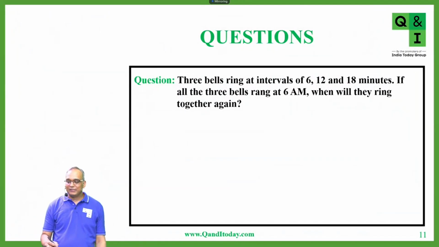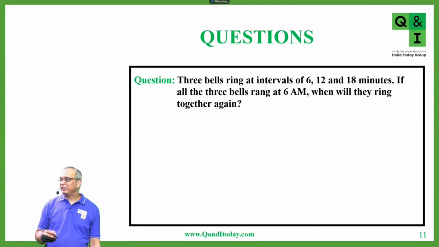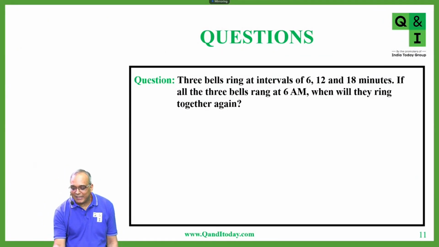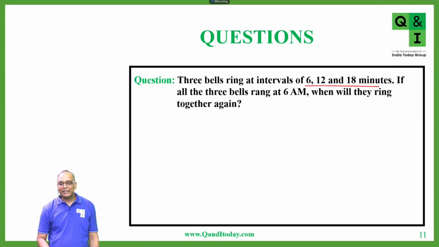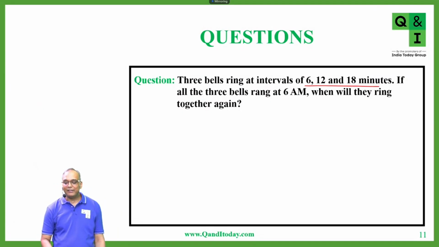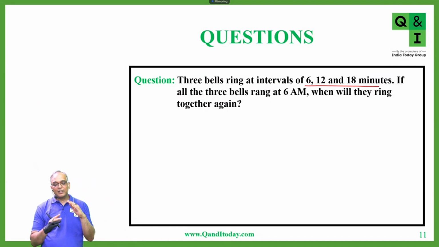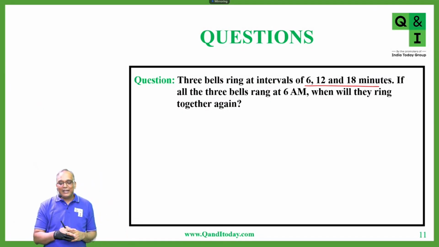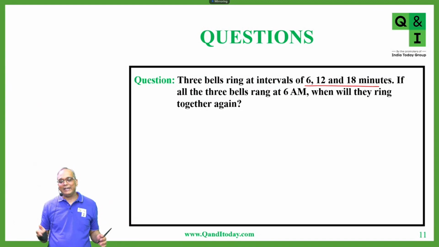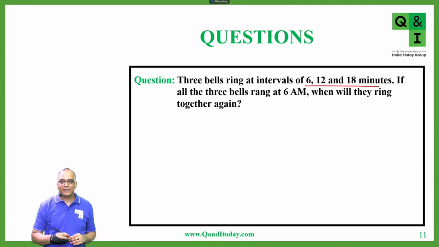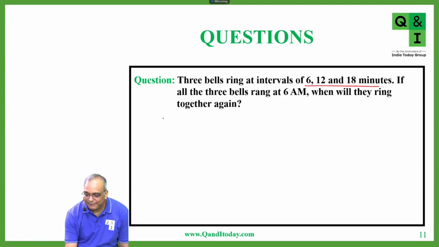So let us check it, students. Yes, you are correct, Ragul and Raghavi. Your answers are correct. 3 bells ring at intervals of 6, 12, and 18 minutes. If all the 3 bells rang at 6 a.m., when will they ring together again? They will ring together at a time which is more than 6, 12, and 18. That's why we are finding the LCM here. So the LCM of 6, 12, and 18.